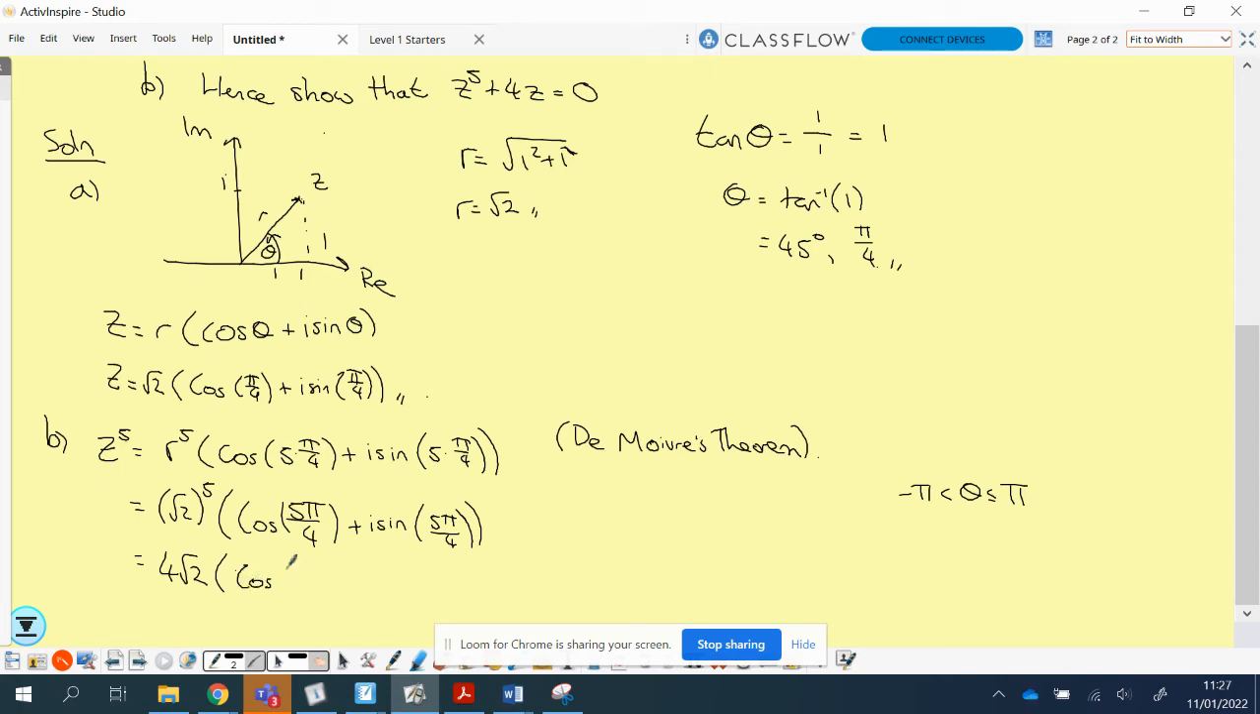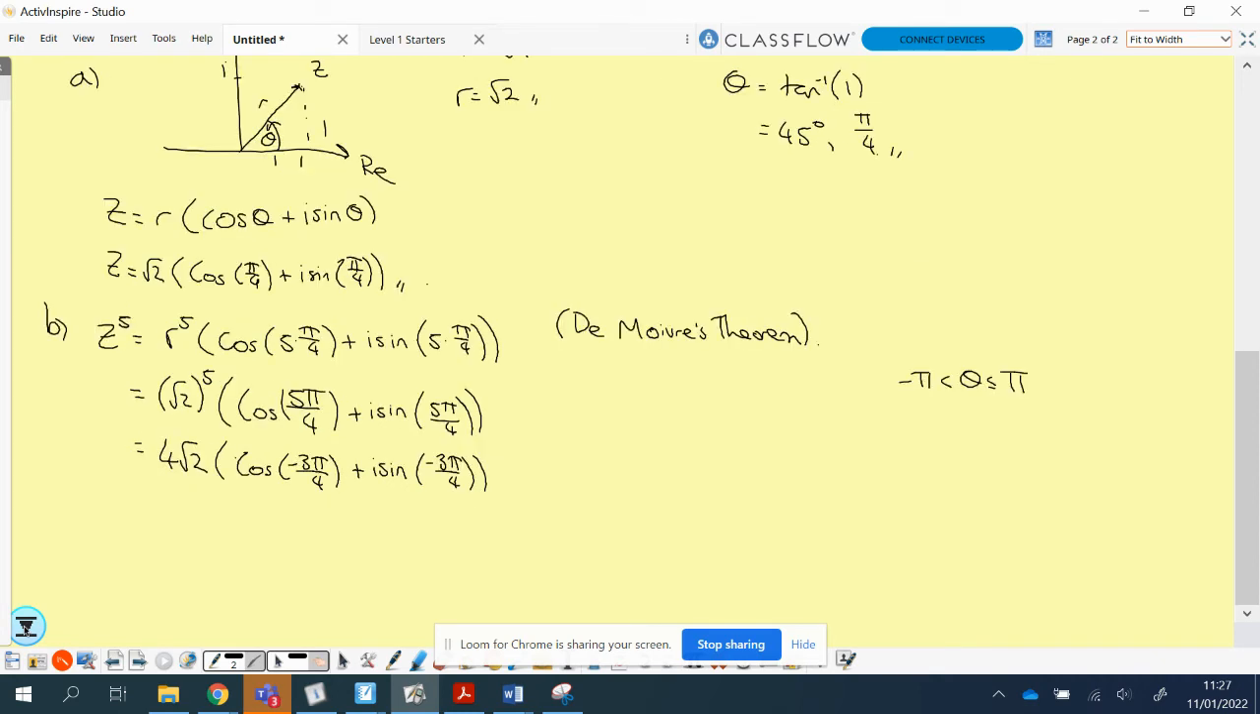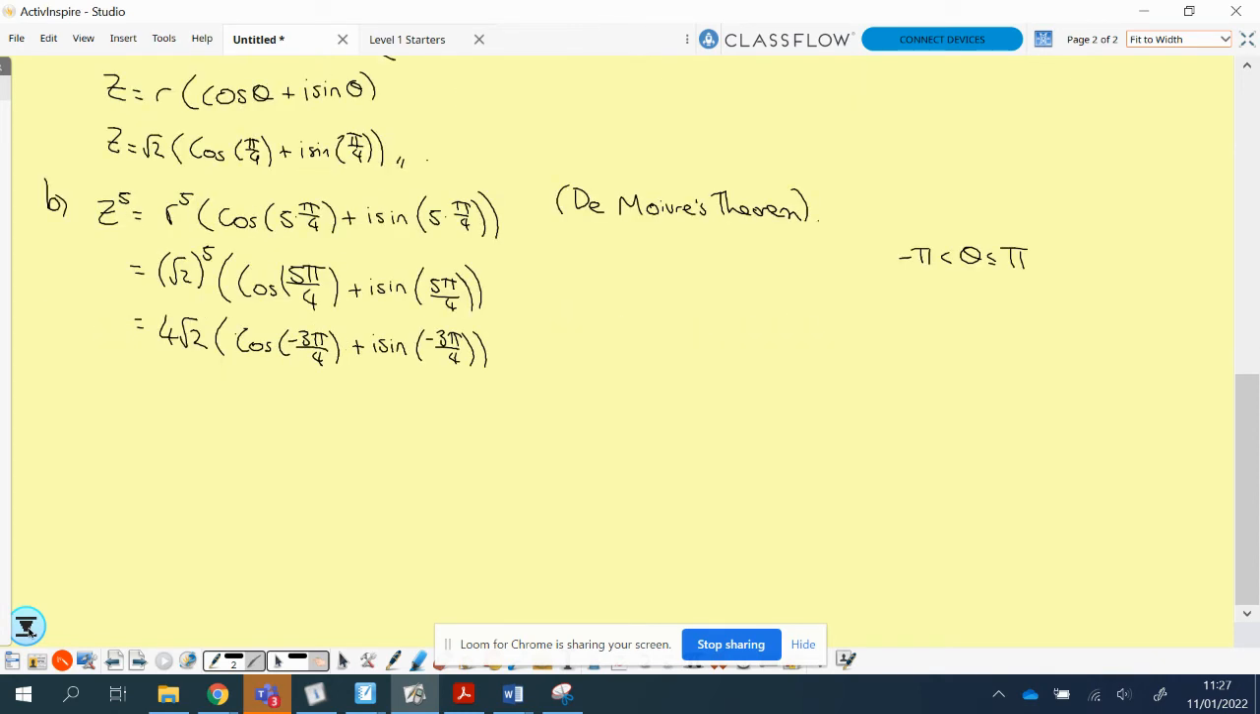So that's going to be cos of negative 3 pi over 4 plus i sine negative 3 pi over 4. Okay, so we're okay with that step there, just remembering the range that we need to be in. So we've got z to the power 5 there. Now I want to put this back into a way that I can prove that z to the power 5 plus 4 lots of z equals 0. I know how to work out 4 lots of z, just times z by 4 for both the real and imaginary parts.